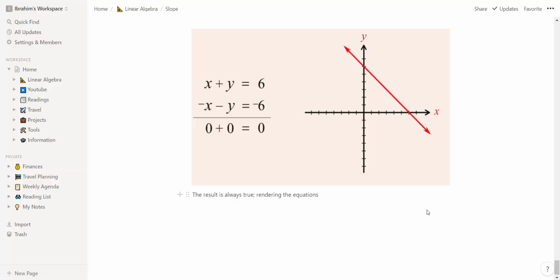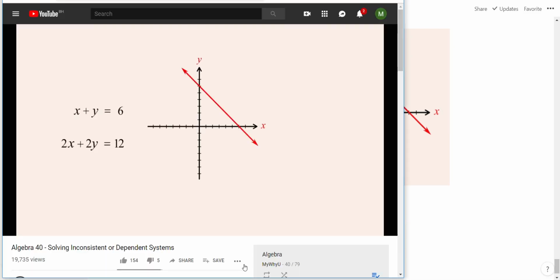The substitution method will also produce a statement of equality between two equal numbers. We first solve the bottom equation for x by multiplying both sides by 1/2 and then subtracting y from both sides. We can then replace x in the top equation with the result, producing an equation with only the variable y. The two y terms then cancel, leaving us with the statement 6 equals 6.